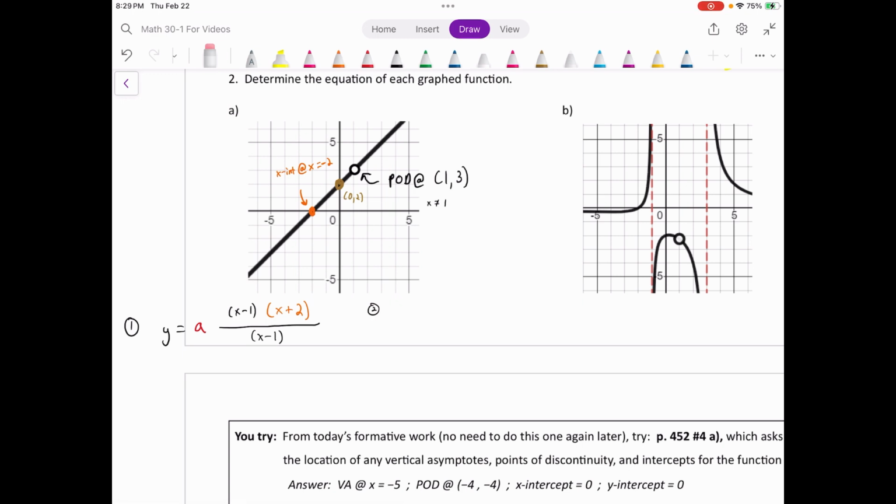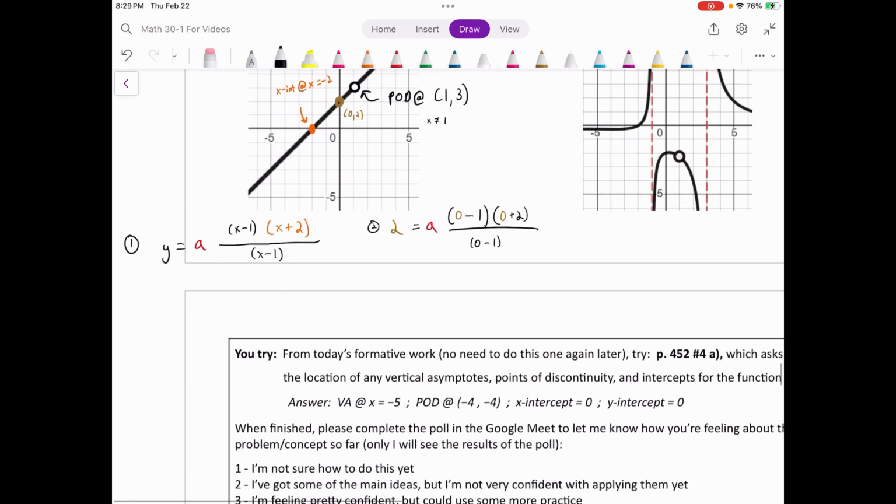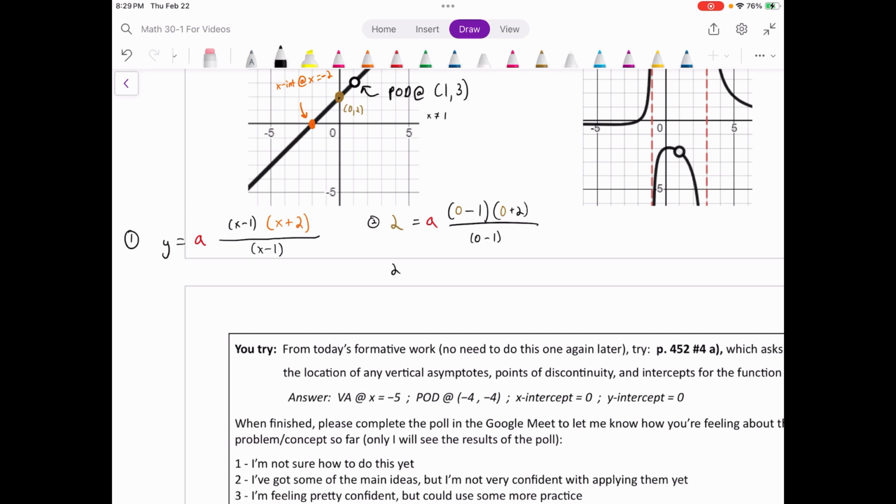So a point on our graph is that when y is 2, we've got our a times our x minus 1, well, now we know that's 0 minus 1, since x is 0. Times x plus 2, so 0 plus 2, over x minus 1, so 0 minus 1. So we're on our way to figuring out what a is. I'm just going to drop the color coding here now. So 2 must be equal to a times, 0 minus 1 is -1, times 2.